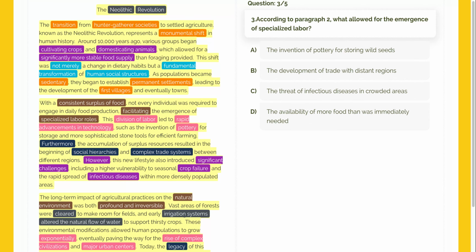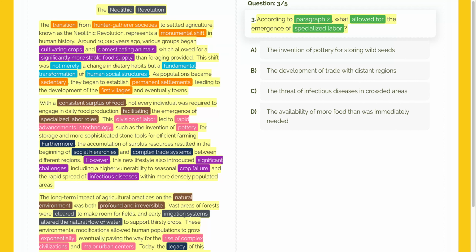On to question number 3. This is a detail question, which means we need to find a specific piece of information mentioned in the second paragraph. According to paragraph 2, what allowed for the emergence of specialized labor? This question focuses on paragraph 2 and asks what allowed for or caused specialized labor. We need to look for a cause and effect structure.